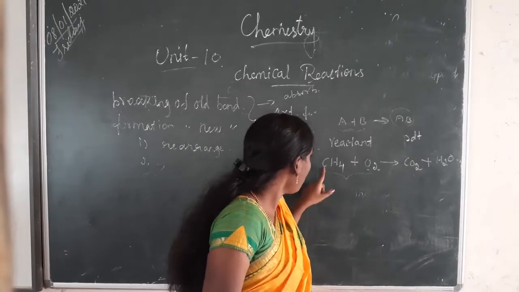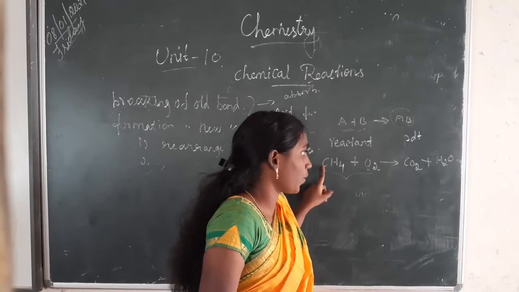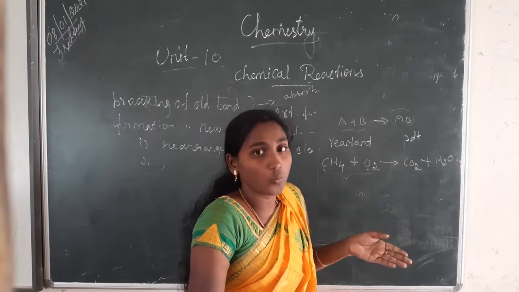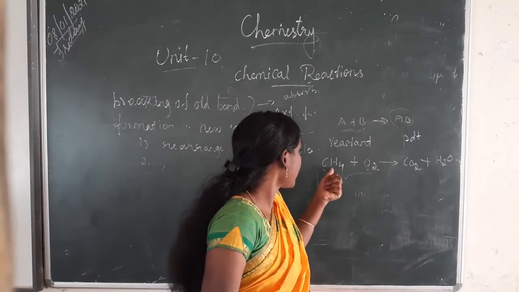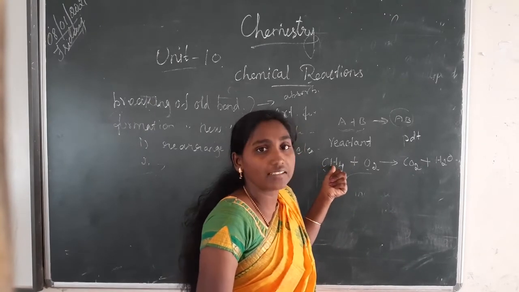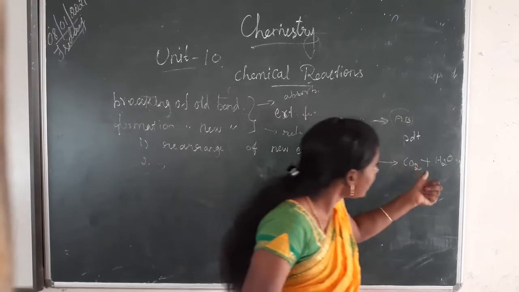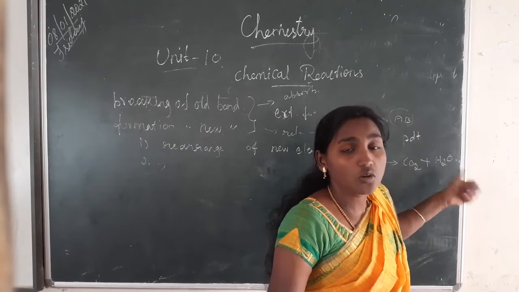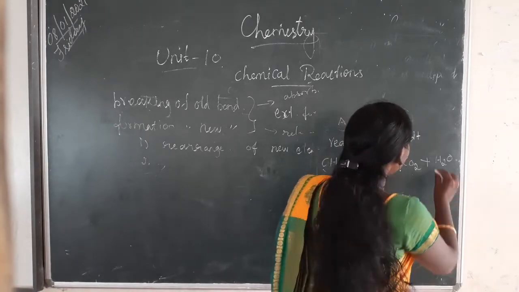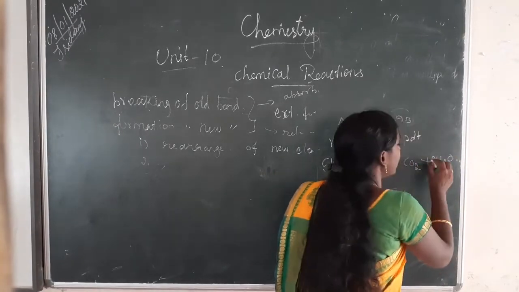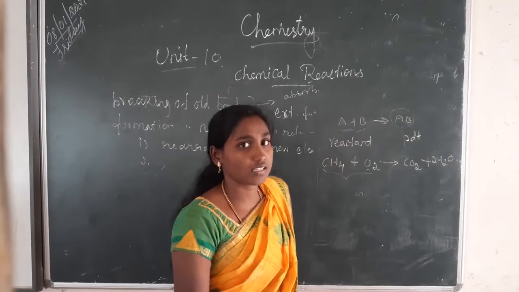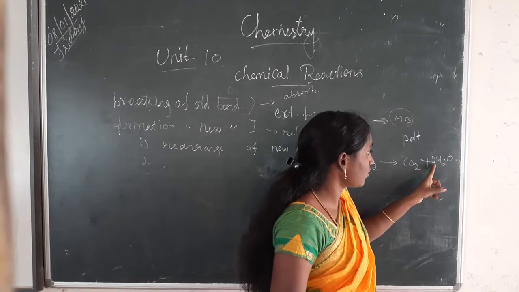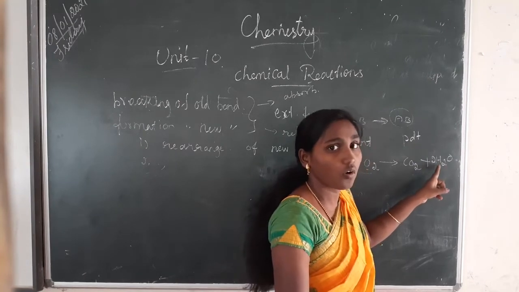So see here, how many carbons are there? One carbon, and here how many carbons? One carbon. So carbon, no problem, it is balanced. Then see the second one, H4, hydrogen 4. And here how many hydrogens? 2 hydrogens. So what can we do? We can add 2 more hydrogens. So H2 here, 2 twos are 4 hydrogens.